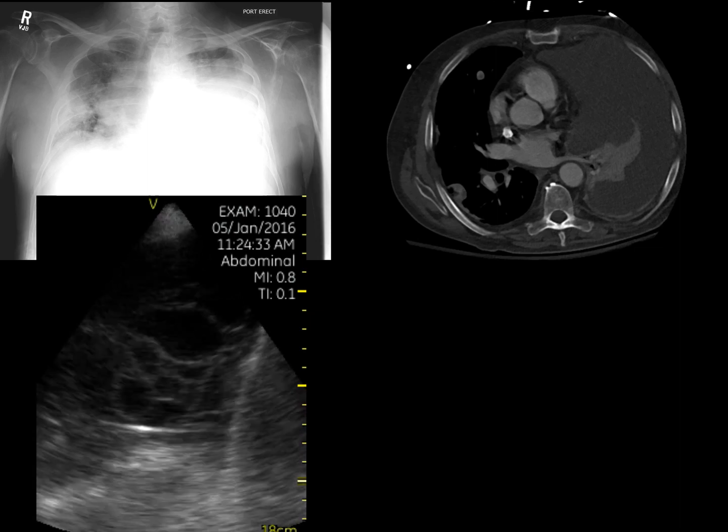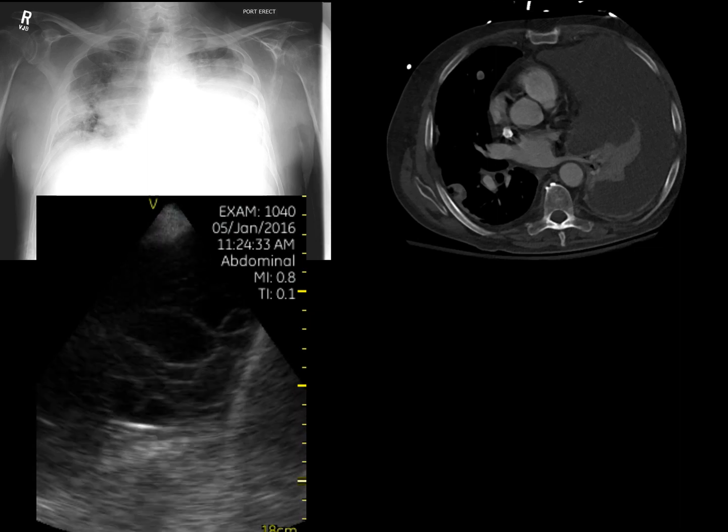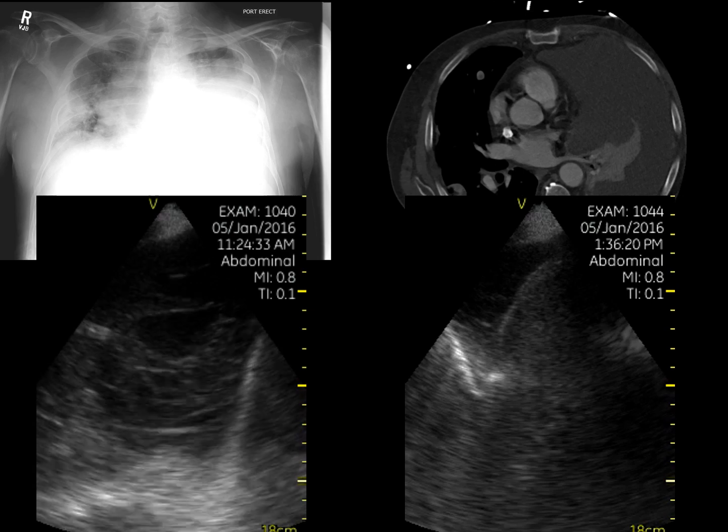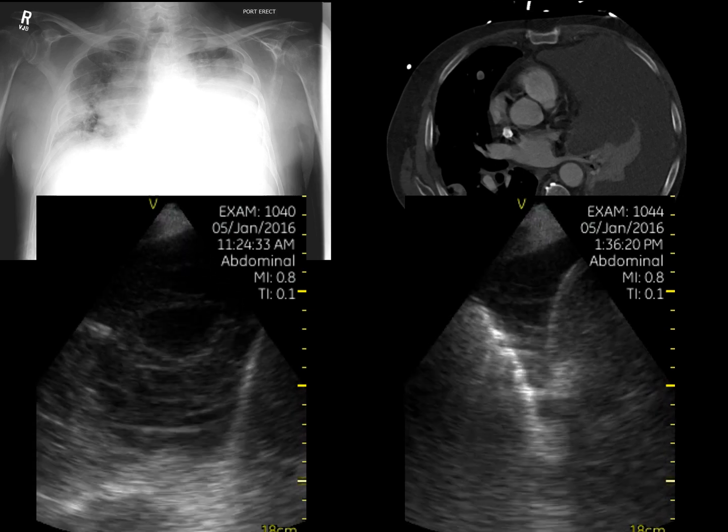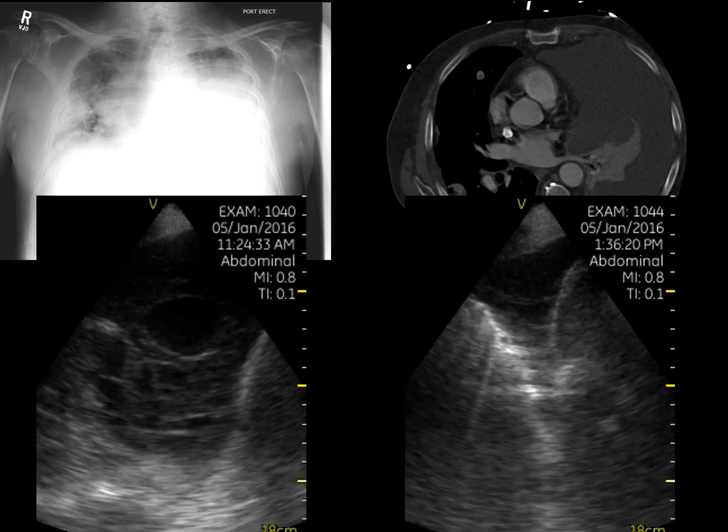TPA is instilled and the tube is clamped for 1 hour. It drains 2 liters of fluid immediately when unclamped. Repeat ultrasound demonstrates dramatic improvement. Cultures grow gram-negative rods. This is a good example of the ability of ultrasound to characterize the nature of pleural effusions.